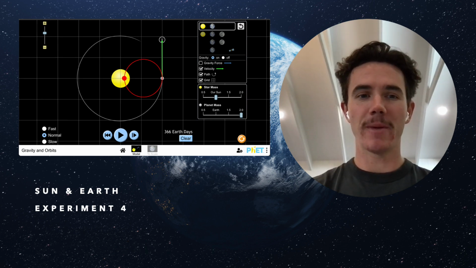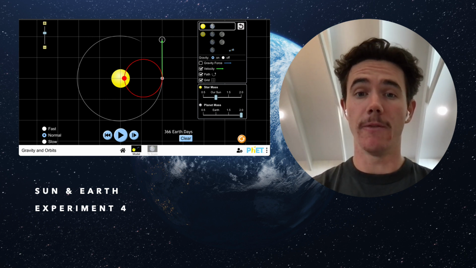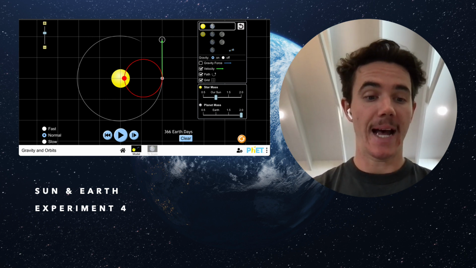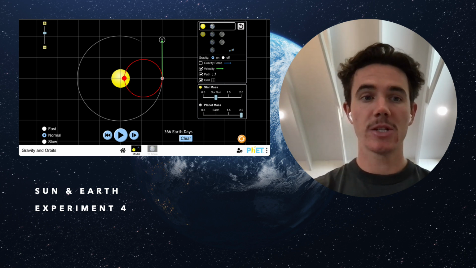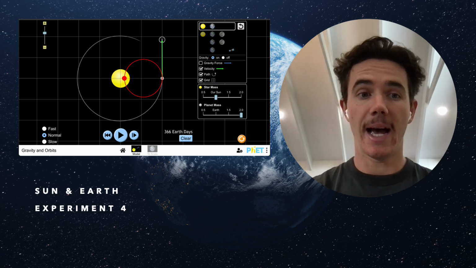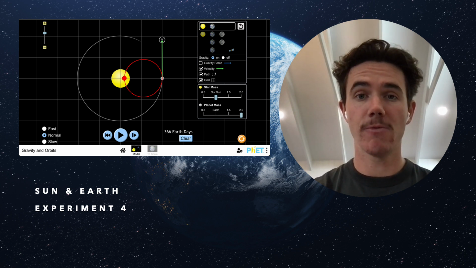Now, moving to experiment number 4. What you can see we've done here is increase the planet mass of Earth to 2.0. So I would expect the center of mass to shift slightly towards the planet that has increased in size. Although with the Sun moving being so small, it's difficult to notice in this simulation. So as you can see with the red dot, the center of mass has shifted slightly right towards the Sun.